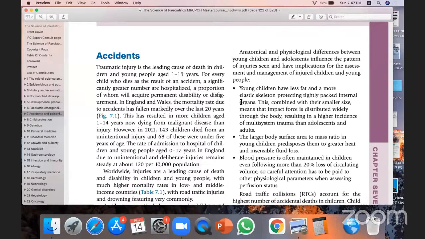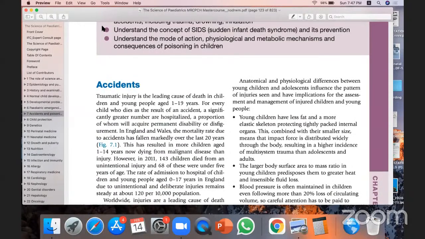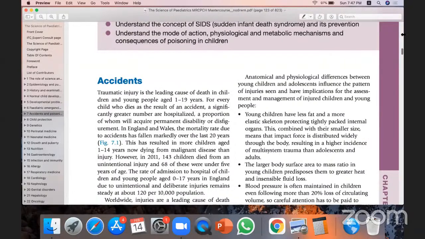Who can tell us which poisoning is main that comes in our UK MRCPCH exam? Paracetamol poisoning? Paracetamol, very good. Yes, paracetamol poisoning is the most common because it is the most common over-the-counter drug. That's why it is used in every home for pain relief and anti-inflammatory actions.